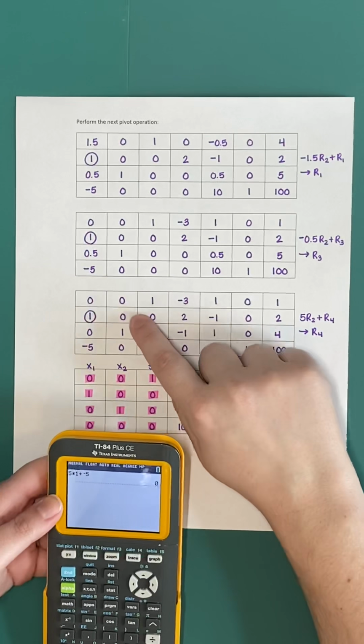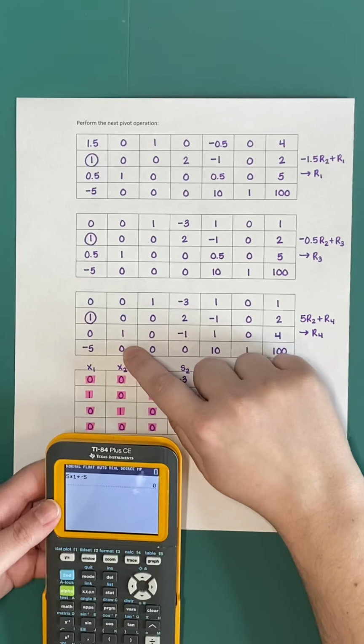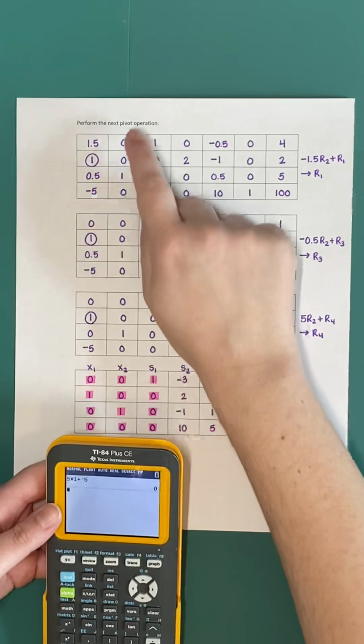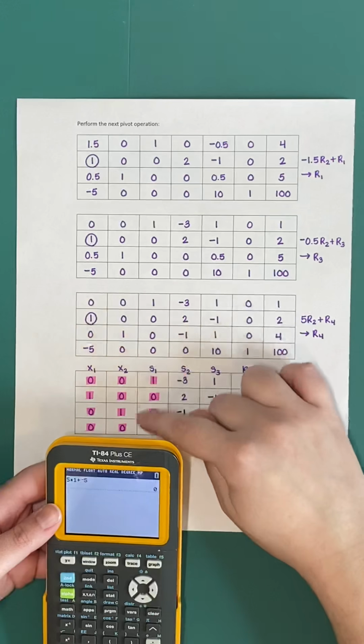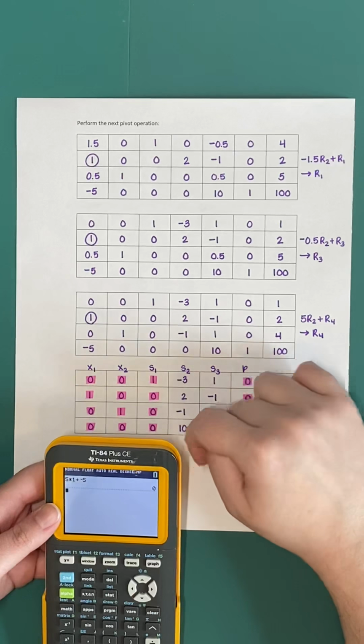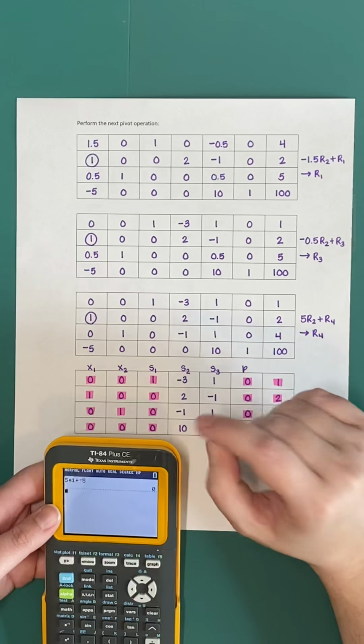Okay, 5 times 0 is 0. 0 plus 0 is 0, so nothing changed there. That's not surprising. Notice that particular column didn't change at any point here. That's because that was our prior pivot column. In that case, the pivot column, once it's cleared, it's going to stay that way.